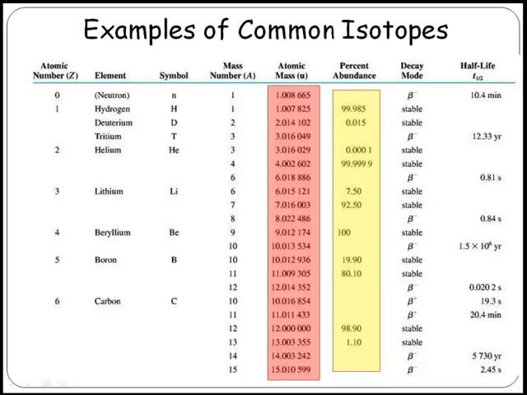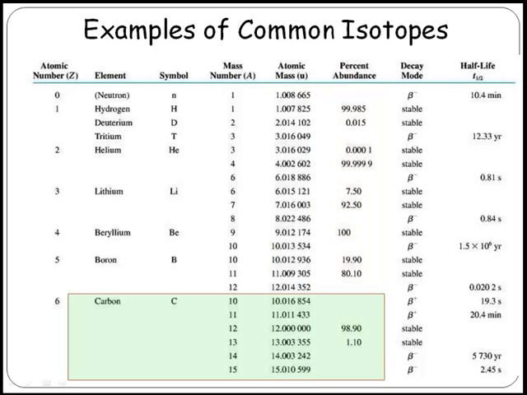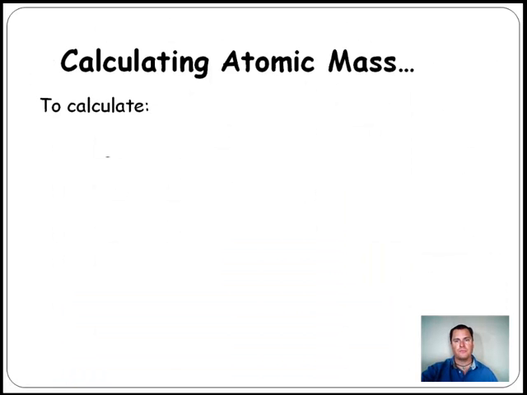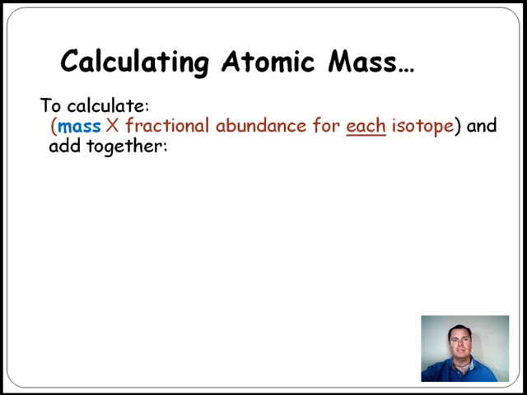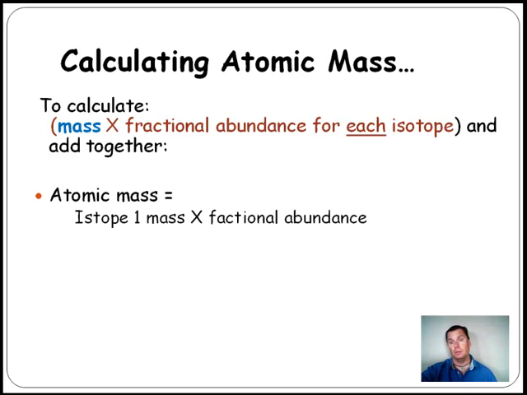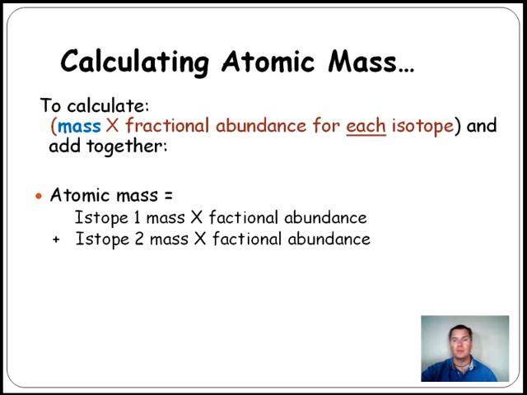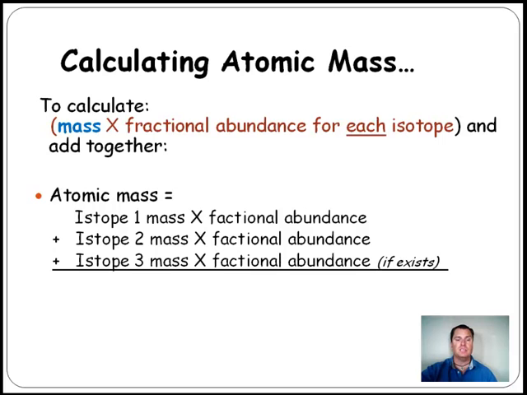So let's look at how we set up these problems for figuring out the atomic mass. Okay, to calculate, what you need to do is take the mass times the fractional abundance for each isotope and add each of those together. So let's say we have three isotopes, like in oxygen. Isotope 1 mass times fractional abundance of that. Isotope 2 mass times fractional abundance. Isotope 3 times fractional abundance. And then we add these all together. Okay, and what we get then is the weighted atomic mass. This is the number that appears on the periodic table.